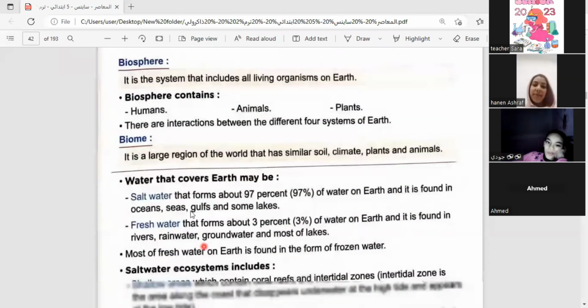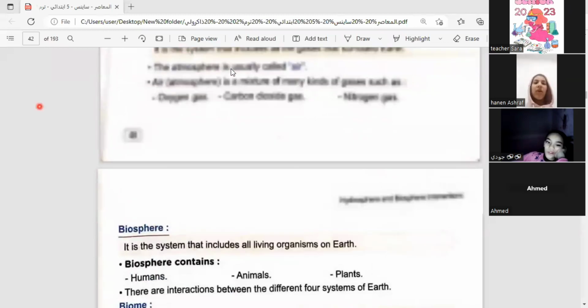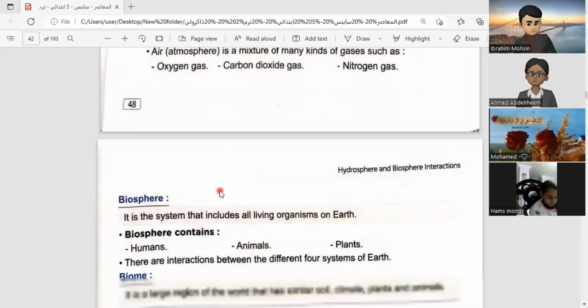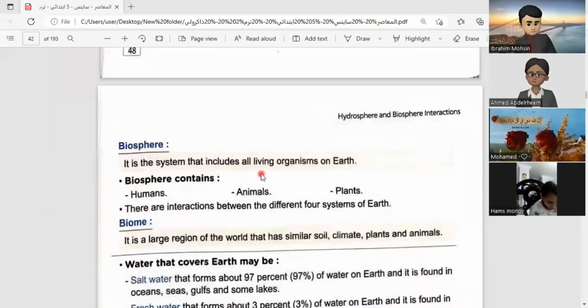The last one is called biosphere. What is the meaning of biosphere? It is a system that includes all living organisms on Earth, like humans, animals, plants, and microorganisms.